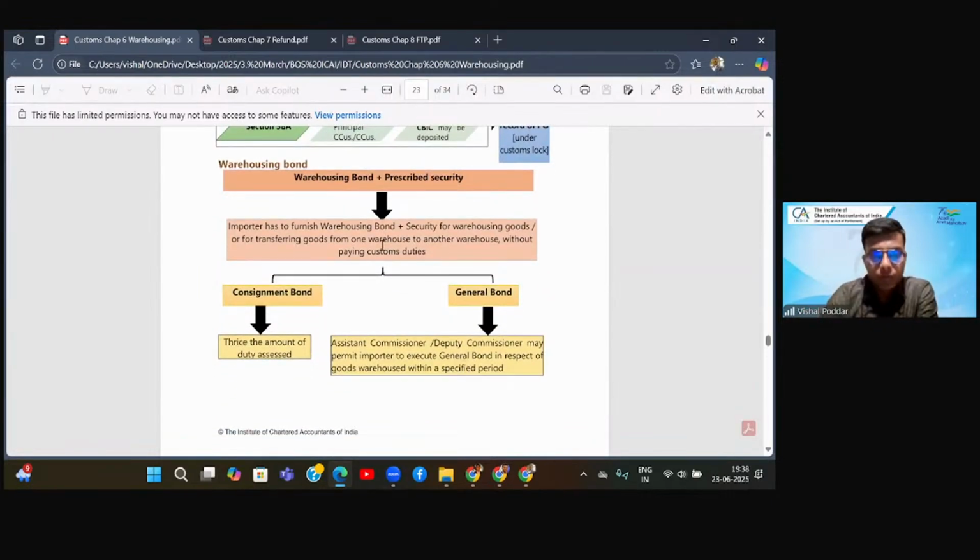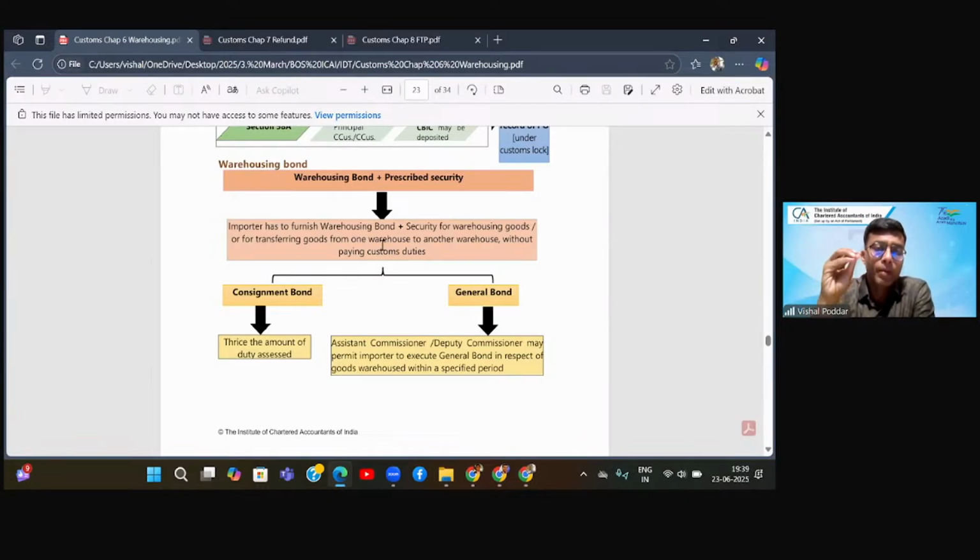Now, what is the warehousing procedure? Once your goods come to Mumbai port, they are unloaded from the ship, they go to the port trust authority or the custodian. They are kept with the custodian. You file bill of entry. But this bill of entry is called the into-bond bill of entry. We select that bill of entry option which allows us to remove the goods from the port and keep them in the warehouse.